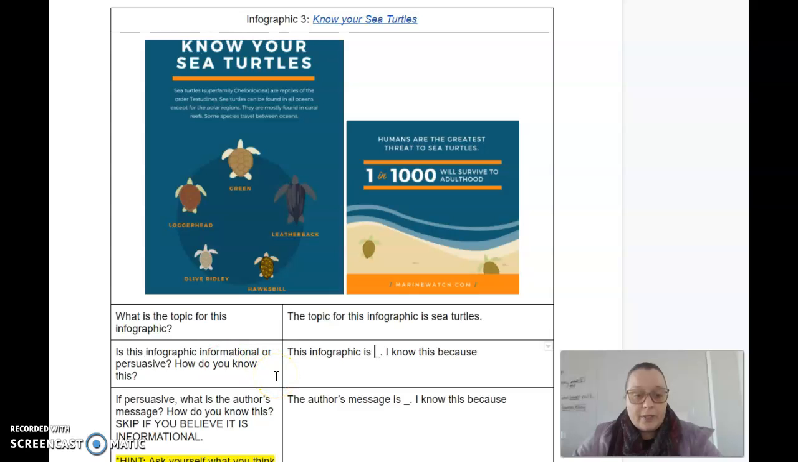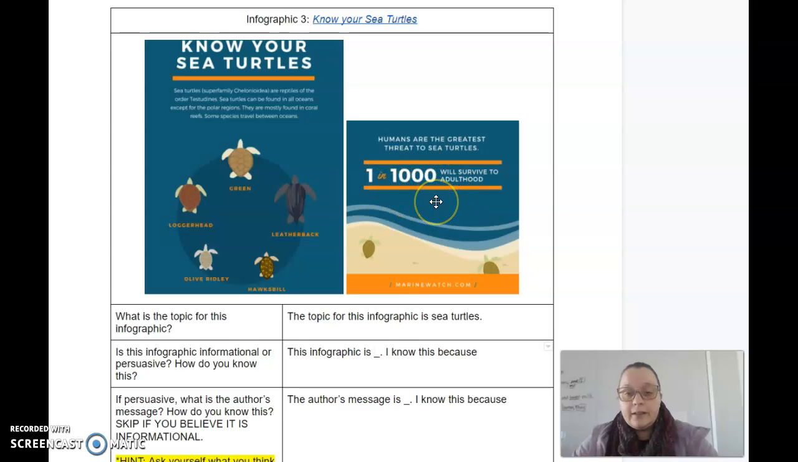Is this infographic informational or persuasive? How do you know this? So at first, I thought that this was an informational infographic based off of this first part. The title is just Know Your Sea Turtles. We see some factual information about what type of family they're from. So they're from the reptile family, and then some different types of sea turtles here. But then when we look at the second part, I see some emotive language here that humans are the greatest threat right there. That is some emotive language, as well as 1 in 1,000 will survive to adulthood.